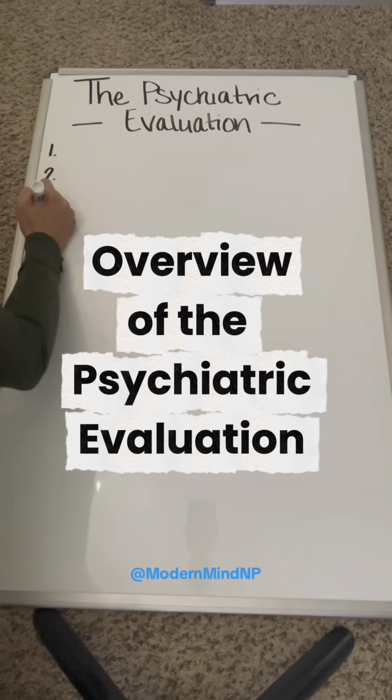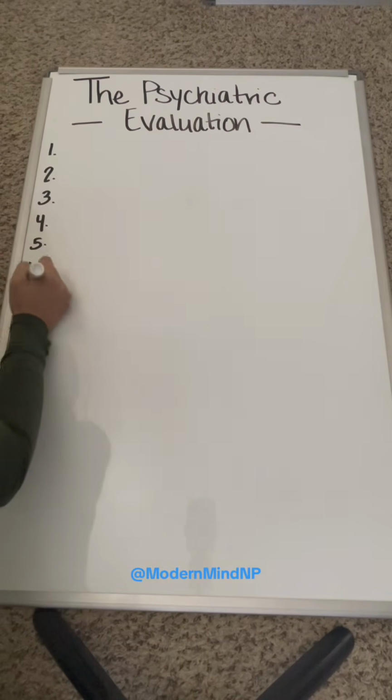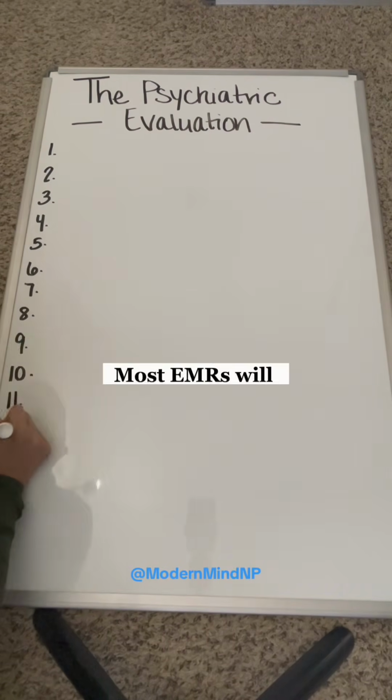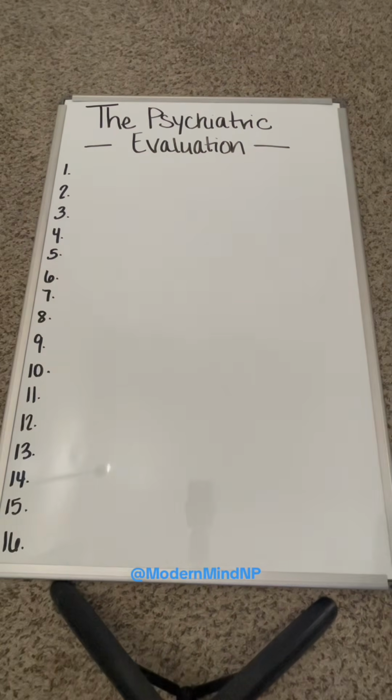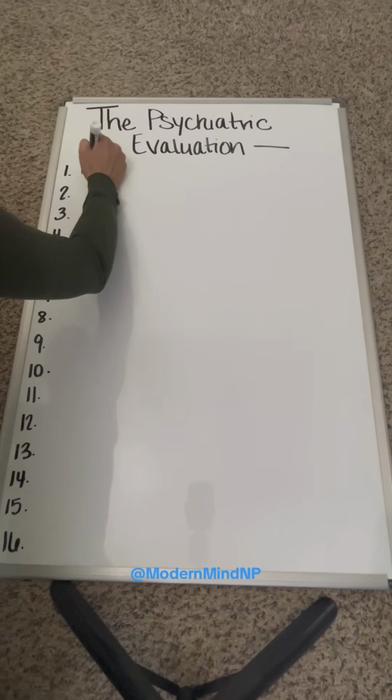Let's do a quick overview of the psychiatric evaluation process, or the psychiatric interview. In my mind, I have to keep things organized, so I just remember these 16 different areas. The first one is going to be your identifying information.